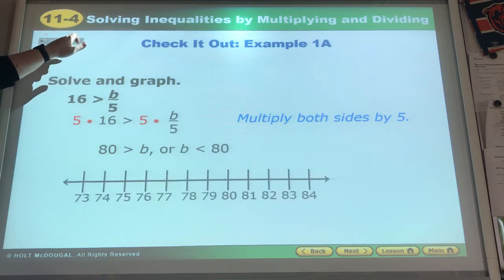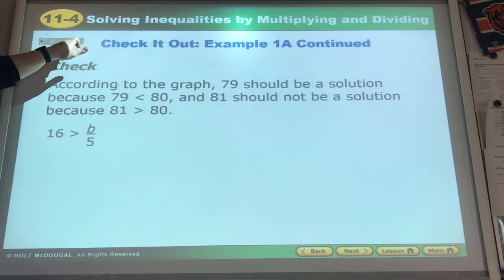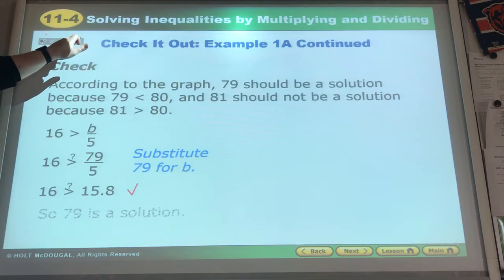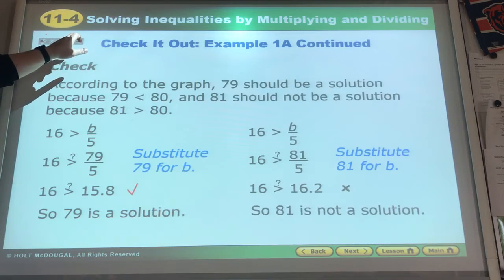All right, they got those same things, and they've gone the same way that we did. All right, we're going to check that. We put those in, we do our division, we substitute. Yes, that makes sense. If we go the other way, 16.2, no, that does not make sense.